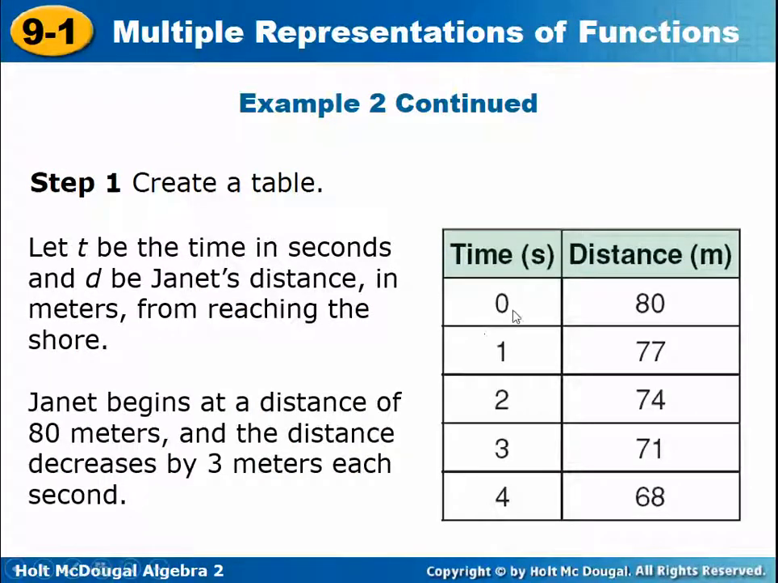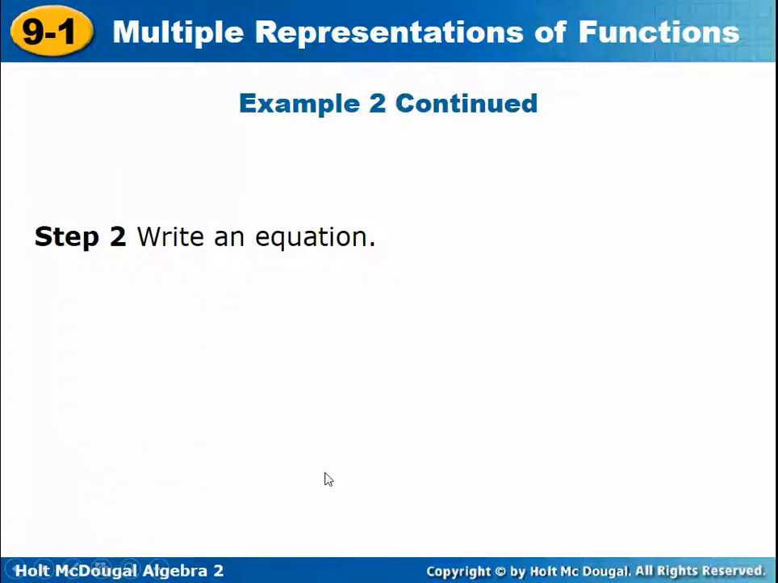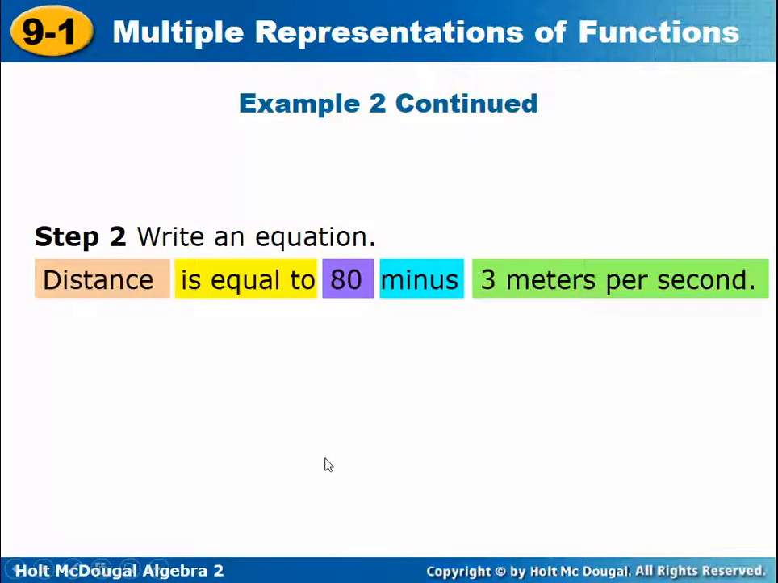her distance at time 0 is still 80. But then after every second, it's going to go down, subtract 3, because she's going 3 meters per second. So the times 0, 1, 2, 3, 4 seconds are given here. Now this wouldn't be the whole table because she doesn't end up at 0 yet. The distance decreases by 3 each second. The equation might be a little better for this one.